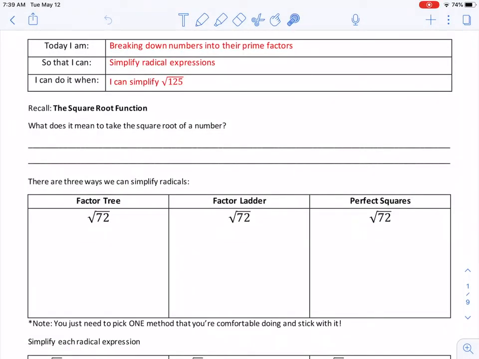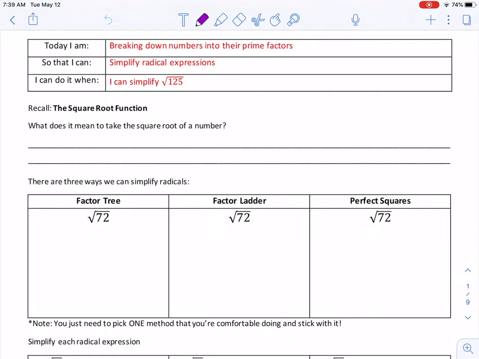All right, we are going to be working with breaking down radicals. So today we are breaking down numbers into their prime factors so that we can simplify radical expressions, and you'll be able to do it when you can simplify something like the square root of 125. So think about the square root function. When we say a square root, what does it mean to take the square root of a number?